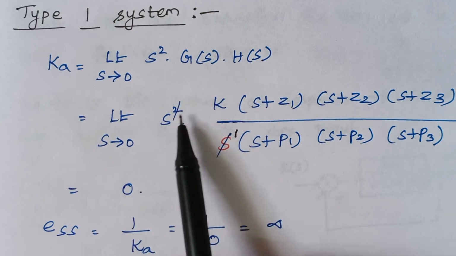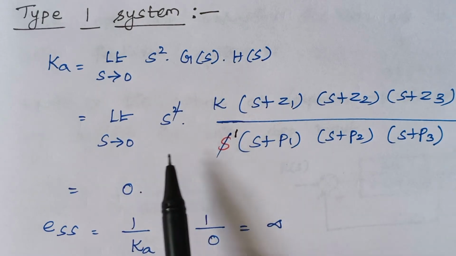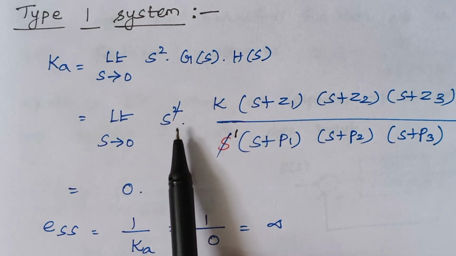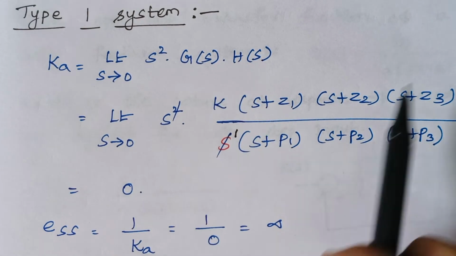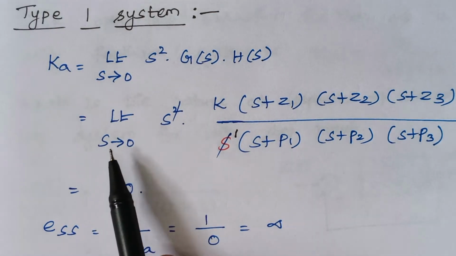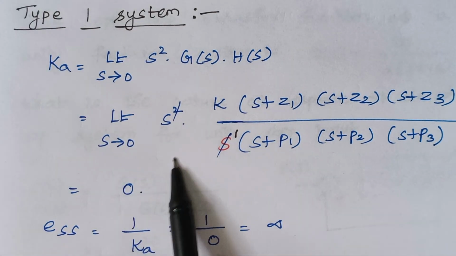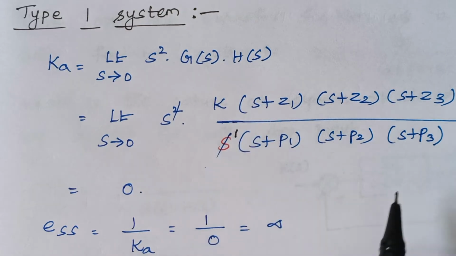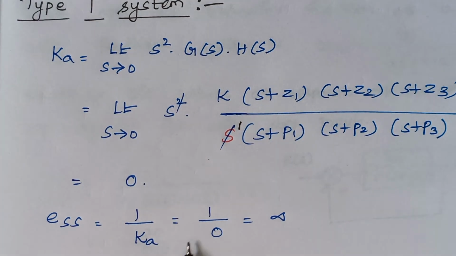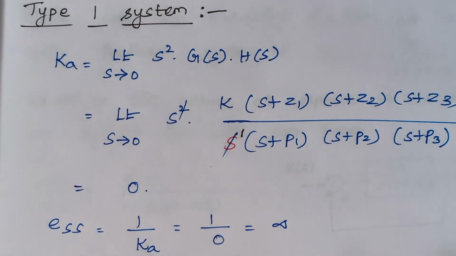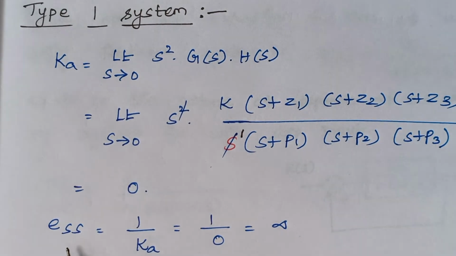Now this s square and this s get cancelled, and finally I am left with s into K into the remaining term. When I apply s tends to 0 here, again 0 multiplied by this expression becomes 0. So the value of steady state error is 1 by Ka, which is equal to 1 by 0, which is equal to infinity. So for a type 1 system, the value of steady state error is infinity again.